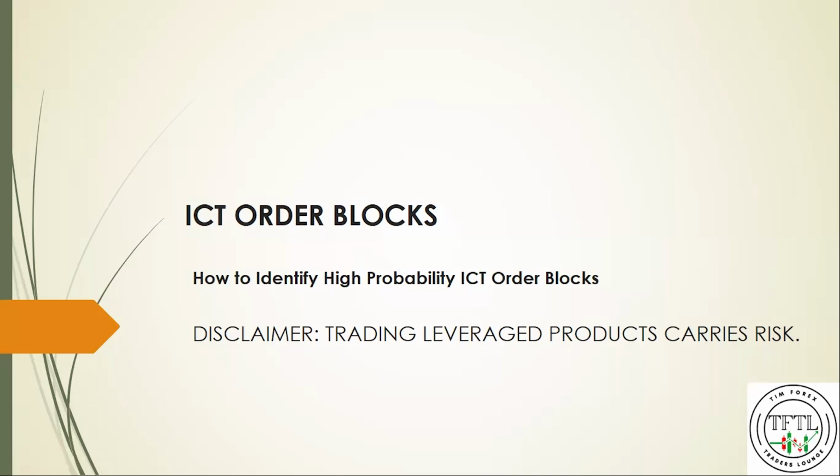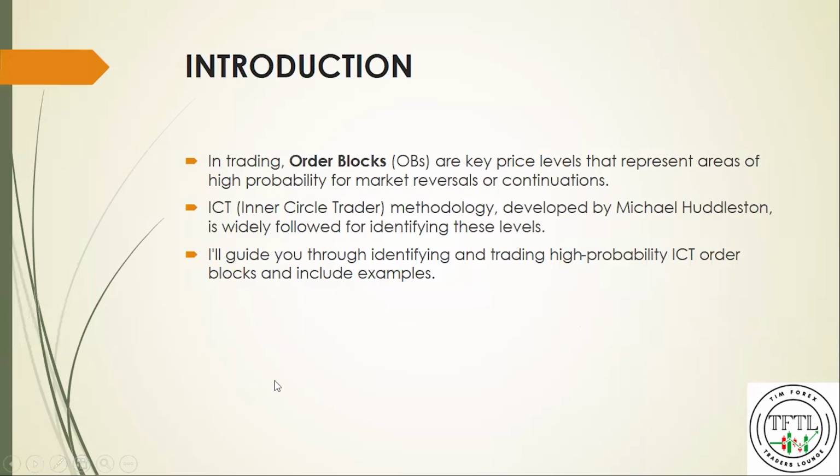And in today's episode, you're going to look at the ICT order blocks. That is how to identify high probability ICT order blocks. Remember, not all order blocks are high probability. So what you need to understand about order blocks is that in trading, order blocks, or what is referred to as OBs, these are key price levels that represent areas of high probability for market reversals or continuation.